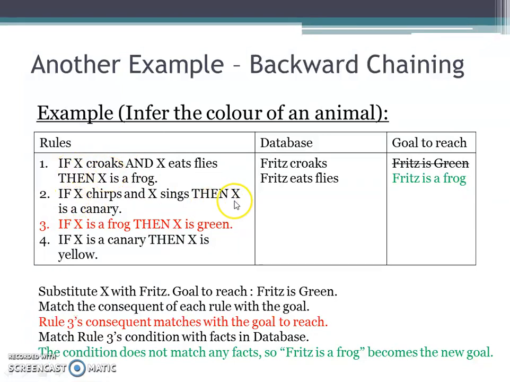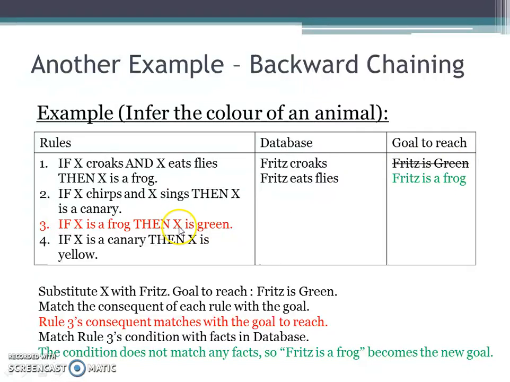So we look at the second rule. The second rule says that in the then part it says X is a canary, and this is not the same as our goal. So again, this one is discarded. Then when it comes to the third rule, you find that it says X is green. So this condition actually matches the goal to reach.